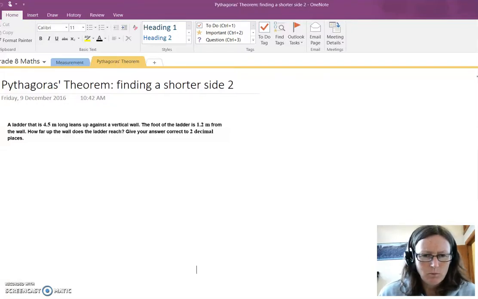Okay, in this example, the first thing we need to do is draw the diagram. If we get the diagram incorrect, then we're not going to get the question correct. So we need to make sure we take our time drawing the diagram.